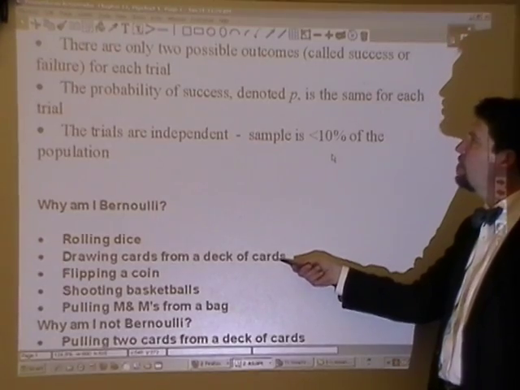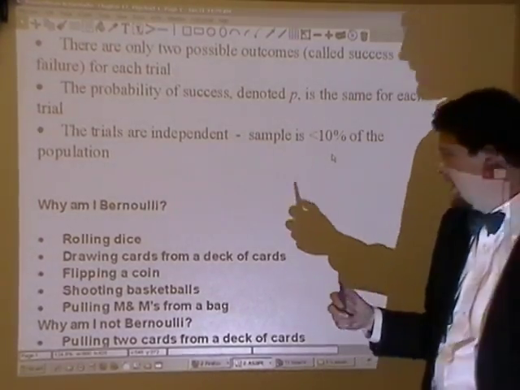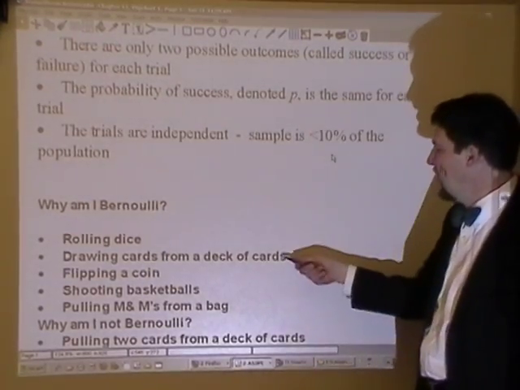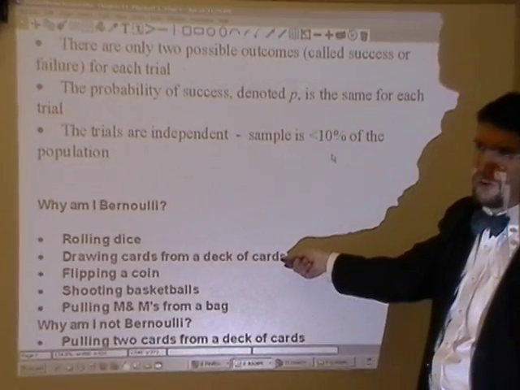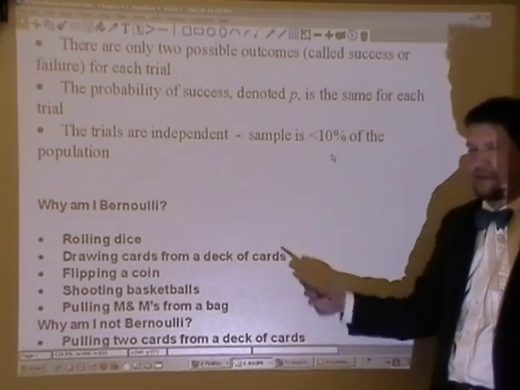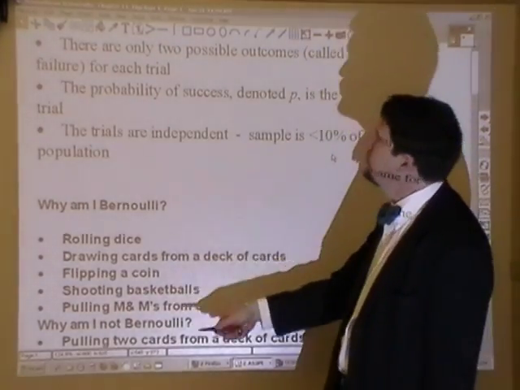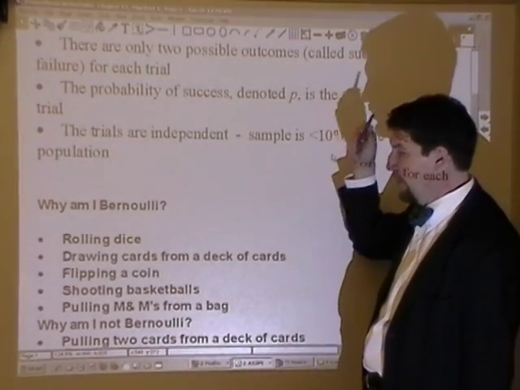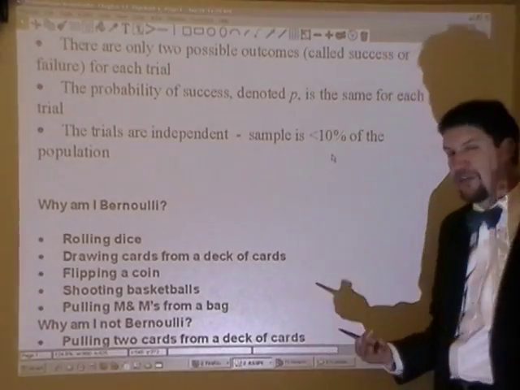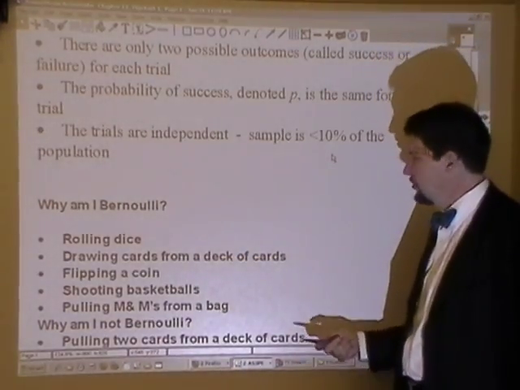Drawing from a deck of cards, there are only two possible outcomes, success or failure, depending on what you determine success to be. Probability of rolling an ace, or drawing an ace. The probability of success is the same if you do this with replacement. Sample is less than 10%. The number of cards you're going to pick is going to be less than 10% of all possible cards. Flipping a coin, certainly two possible outcomes, success or failure, heads or tails. Success is going to be the same. If it's a fair coin, if it's not a fair coin, it's still going to be the same. And you're going to flip it less than 10% of all times it's flipped.